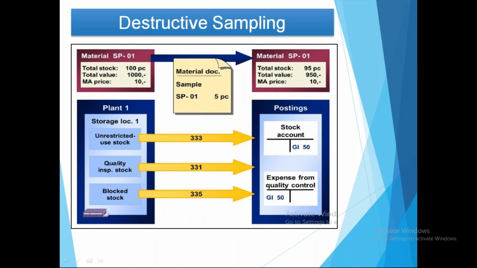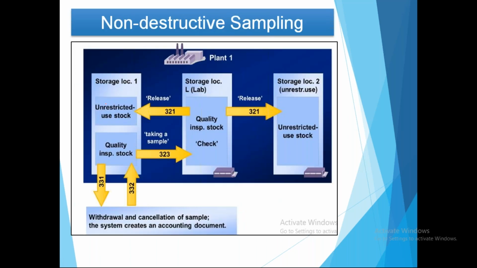Okay, so this is the one. Here you have the stock in quality inspection. Let's say you have the stock in quality inspection. You take the sample. What you do is transfer it to another storage location. You take it into a storage location, and this is the 323 movement.